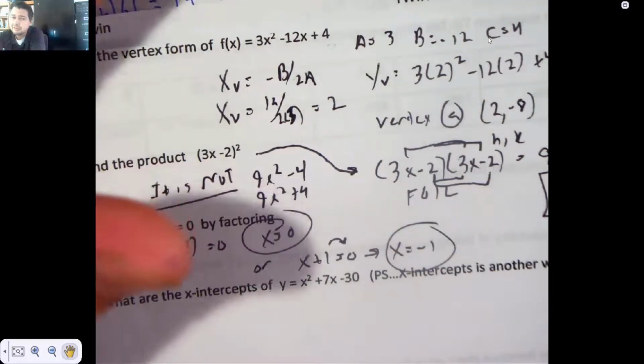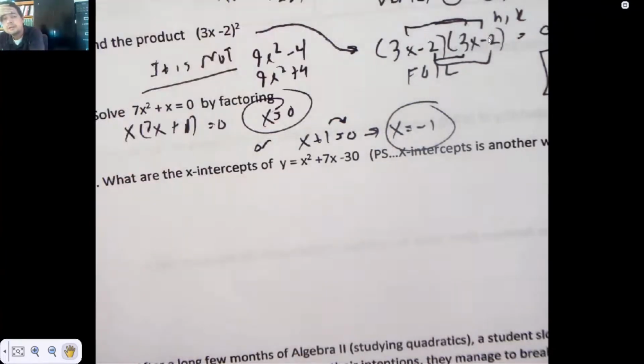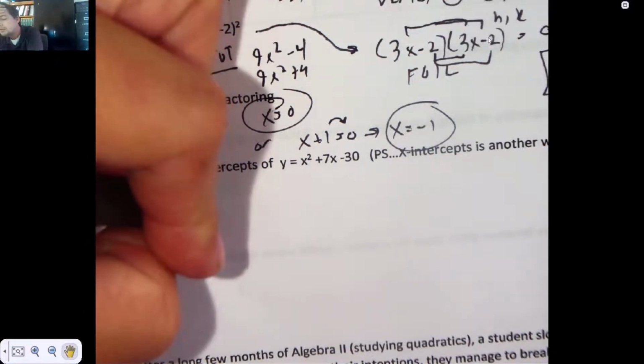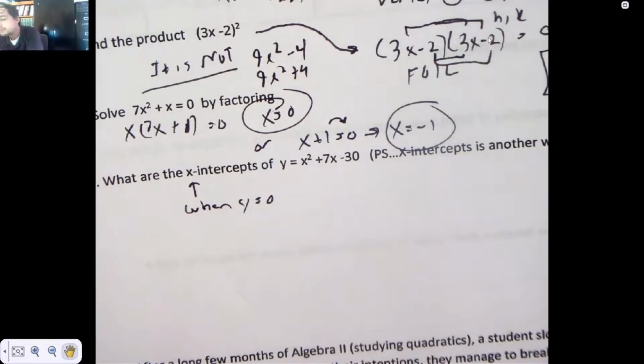That'll be multiple select probably. It may not be anything, might be free response. What are the x-intercepts of y equals x squared plus 7x minus 30? An x-intercept happens when y is 0. So 0 equals x squared plus 7x minus 30.